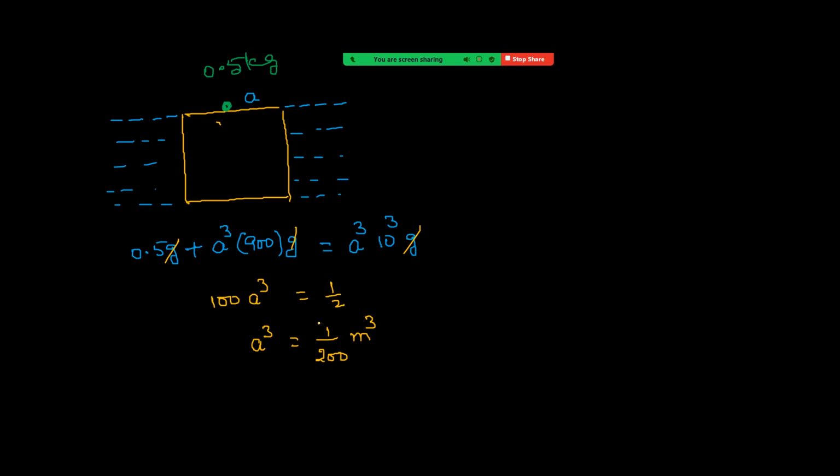Right. Now from this, the value of a comes approximately 0.017 meter. Or if you want it in centimeter, that is 17 centimeter. So the only key point is that the sum of the weights is balanced by the buoyancy force. And the remainder is just a calculation part. Okay.